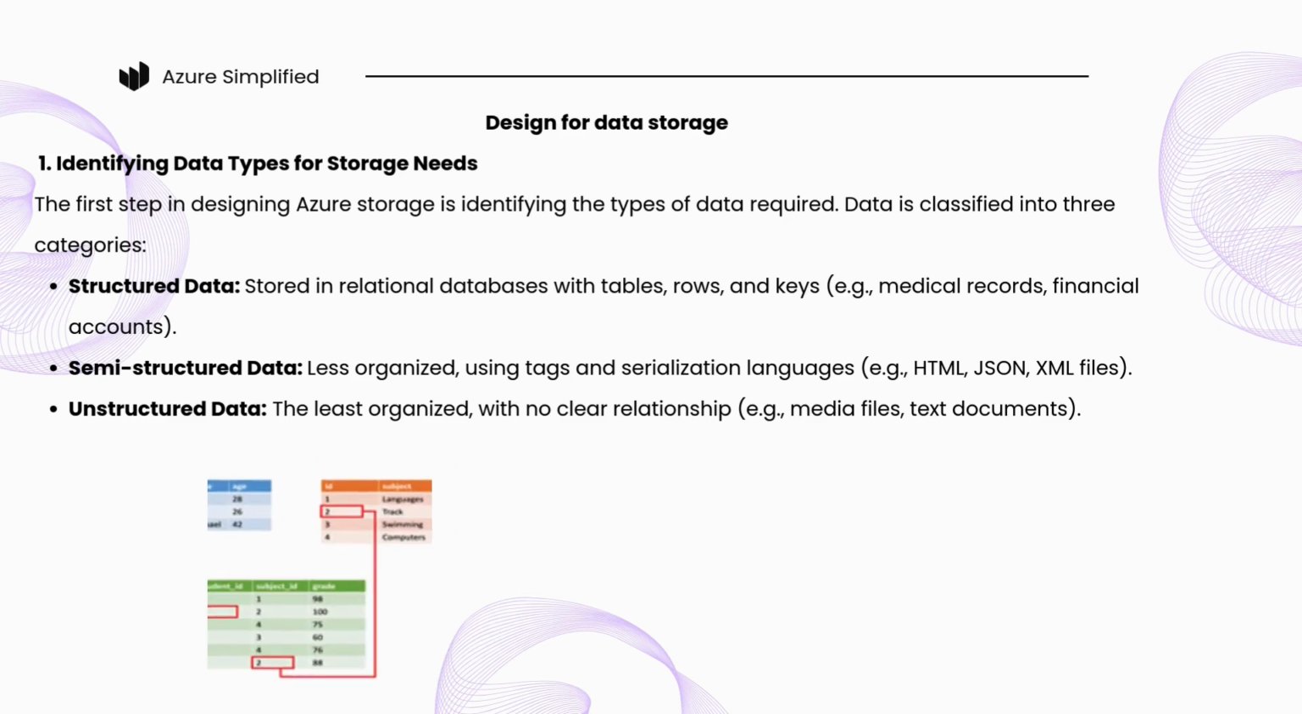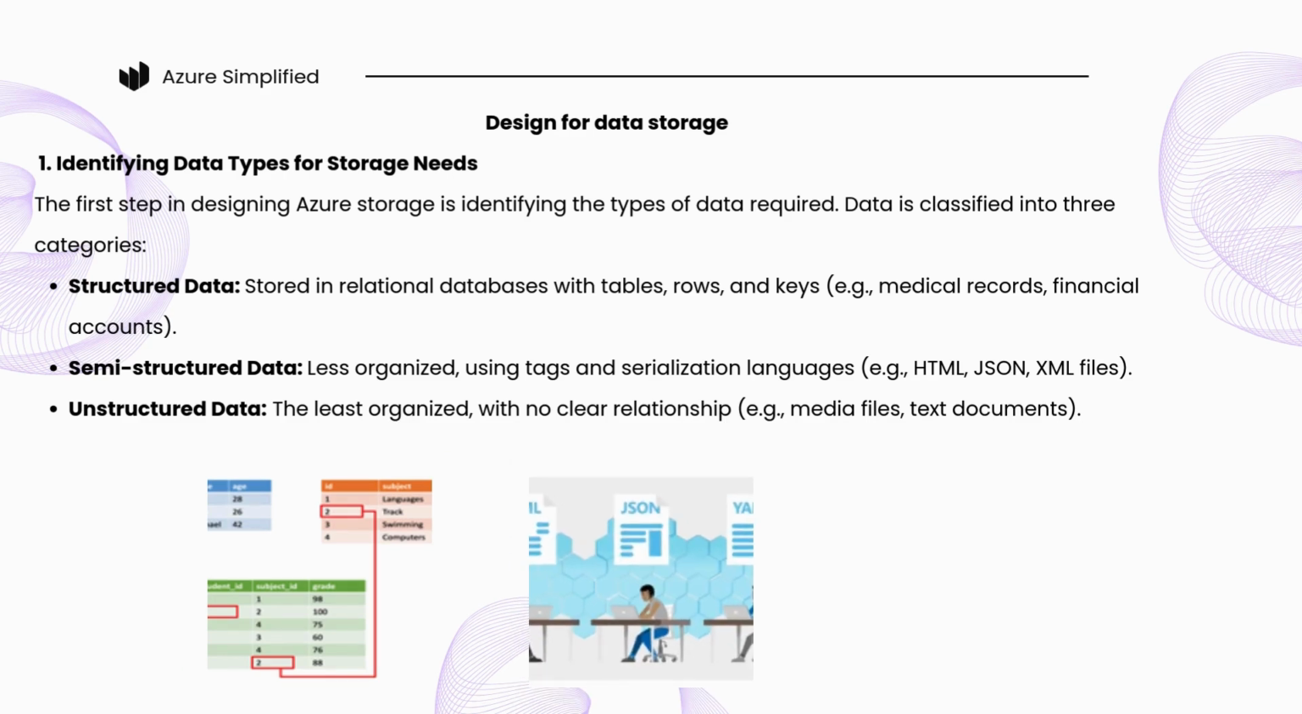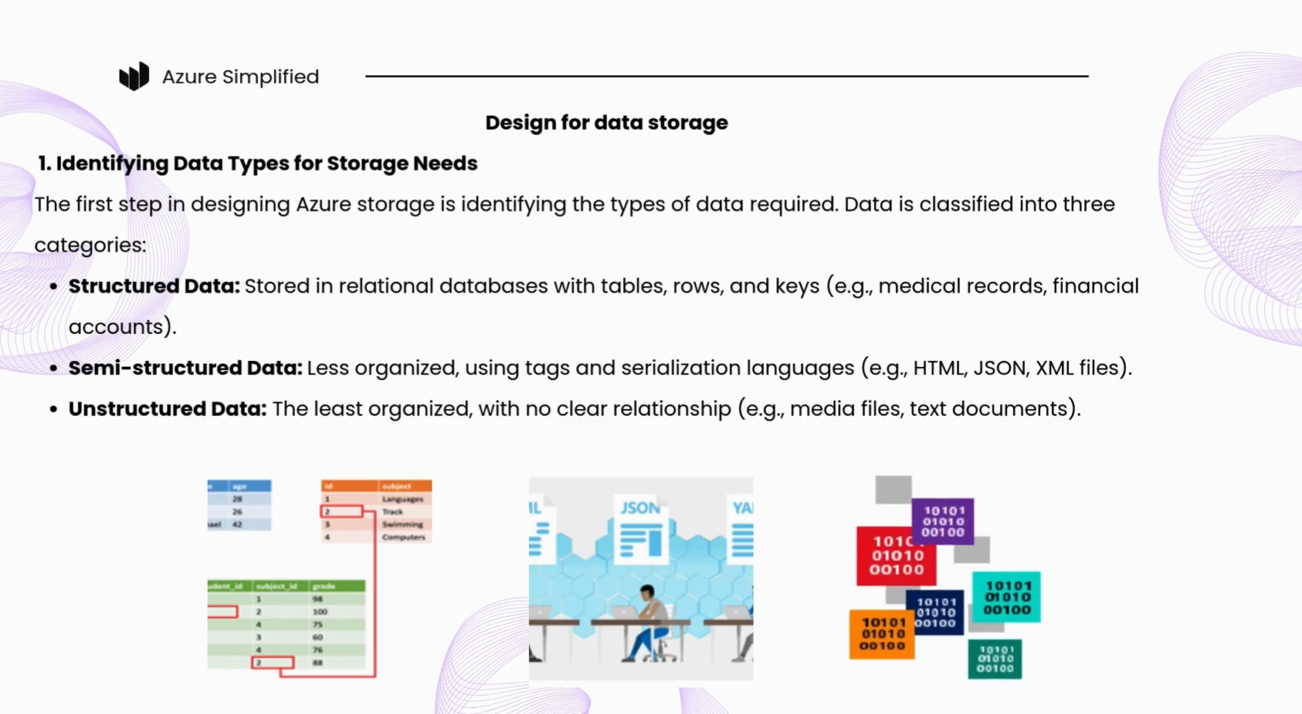Structured data, stored in relational databases with tables, rows, and keys, e.g., medical records, financial accounts. Semi-structured data, less organized, using tags and serialization languages, e.g., HTML, JSON, XML files. Unstructured data, the least organized, with no clear relationship, e.g., media files, text documents.